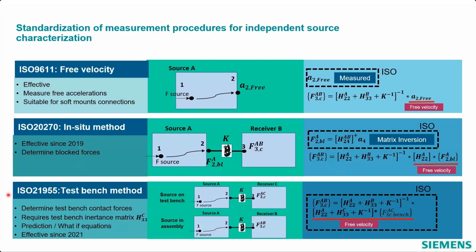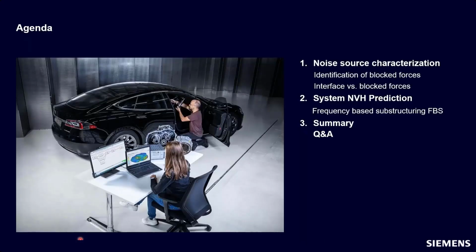And then there is also another one which is very similar. It's 21955, which is effective since 2021. It's based on the same methods. It has a slightly different notation. It describes how you characterize, but it also makes an attempt to explain what the best methods are to do the predictions in the next step. That's what you see here. Okay, just as a summary so that you're aware of these ISO standards. Good, so this was the part related to noise source characterization.